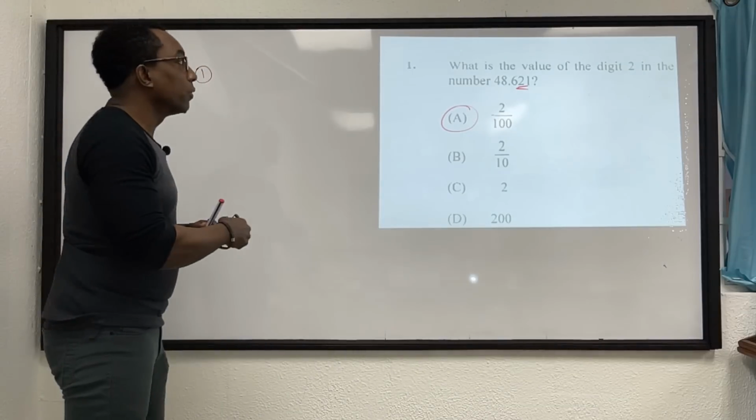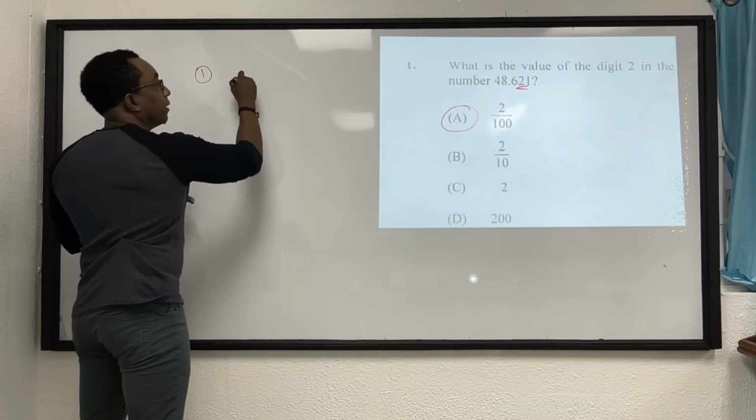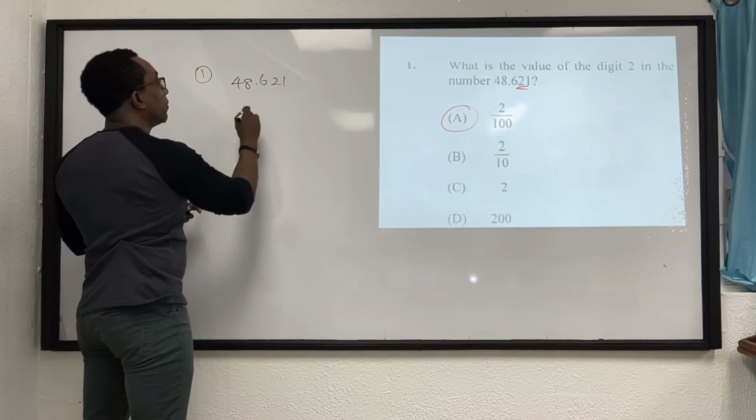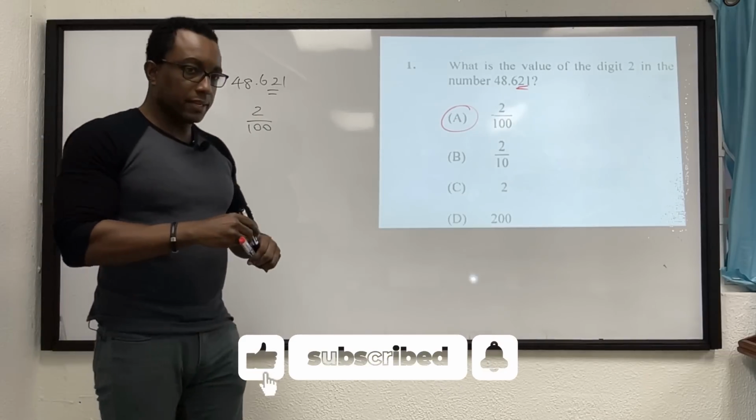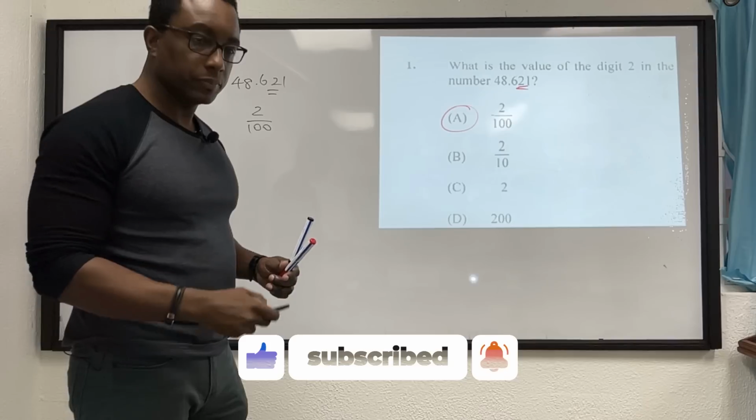This will be 2 all over 100. So 48.621, the 2 will be 2 all over 100. So that is A. Let's look at question 2.